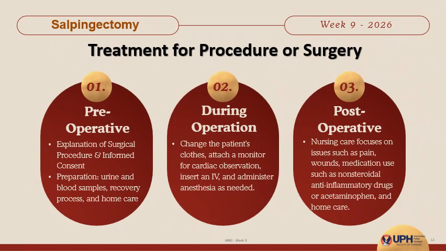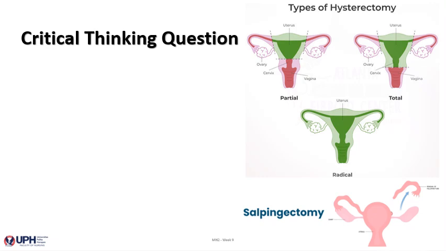Now, the treatment and procedures for this surgery are kind of similar to those for hysterectomy. Pre-operatively, you explain, you get the informed consent, you prepare, and you check everything. During the operation, you explain what will happen, you hand them over to the nurses or the OR, and they will help with cardiac observation, IV injection, and even administering anesthesia. And then post-operatively, we manage the pain and the wound, and we use the medications needed, as well as plan for home care.